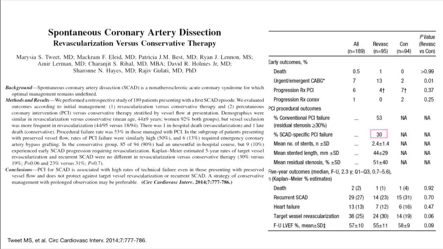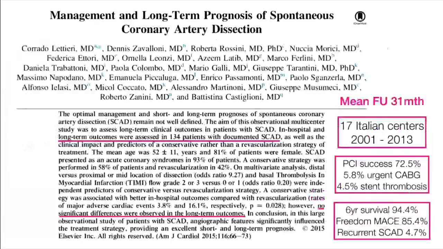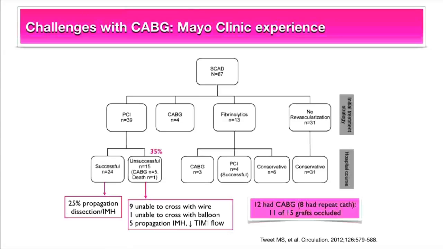As well, other groups such as the Mayo Clinic also showed that the PCI failure was 30%, recurrent SCAD 15%. In a more recent registry publication from Italy of 134 patients, the PCI success was also only 70%. So we all appear to have similar outcomes where PCI success rate is relatively low, somewhere in the range of 60 to 70%.